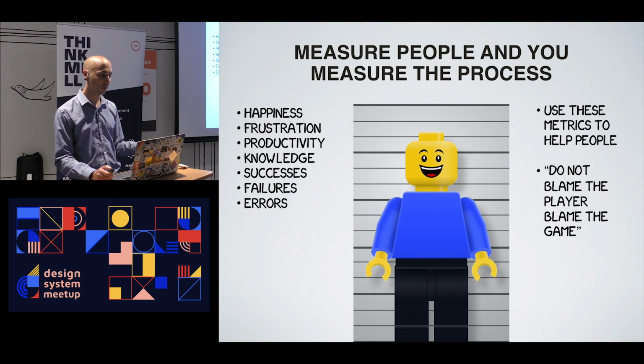We're looking at individual knowledge. We're looking at where failures are occurring, and we're measuring those. And we're also looking at the number of errors that are being made. Again, none of these metrics should be used to punish people. They're only there to help enable people and make everyone awesome. So we use these metrics to help, and you don't blame the player, blame the game. So you look at the system and look at problems within the system, don't look at individuals.